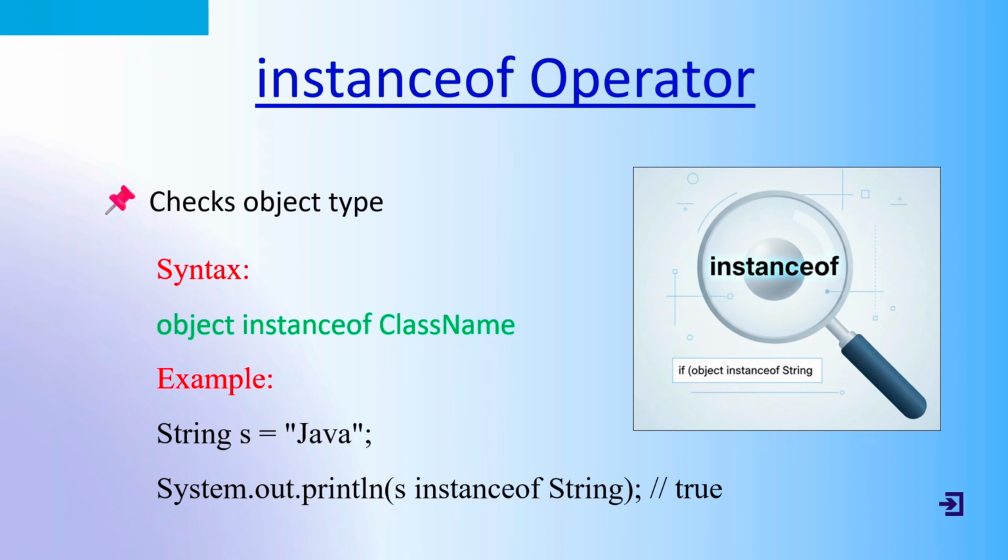Now let's try to understand one last operator, that is nothing but the instanceof operator. It checks whether an object belongs to that specific class or not. It prints true or false, which is nothing but a boolean value. Let's directly go to IntelliJ and try to understand this.